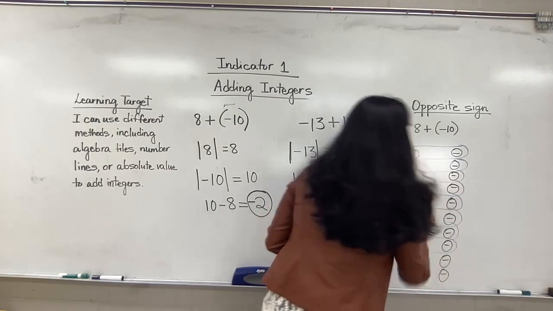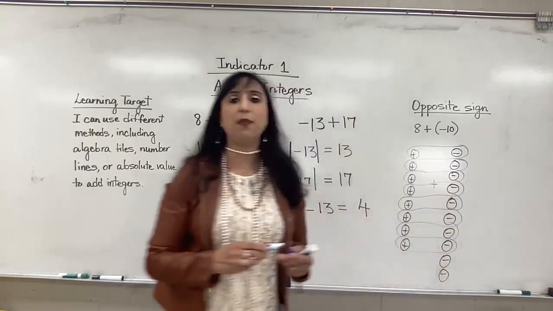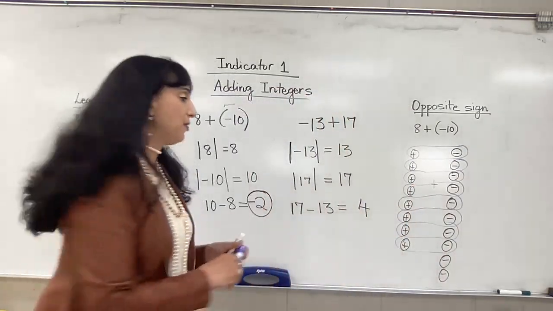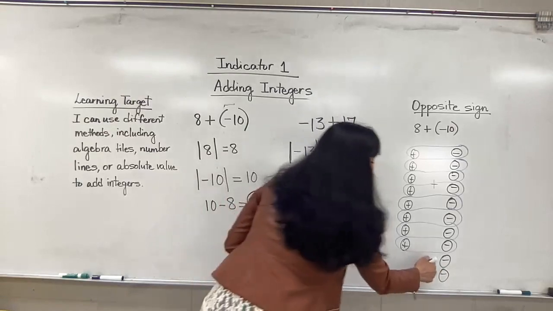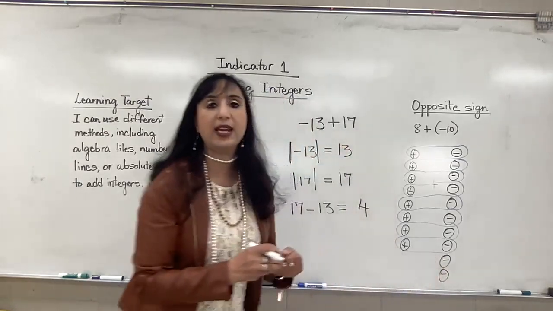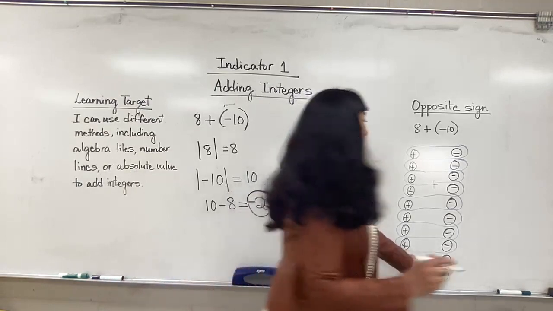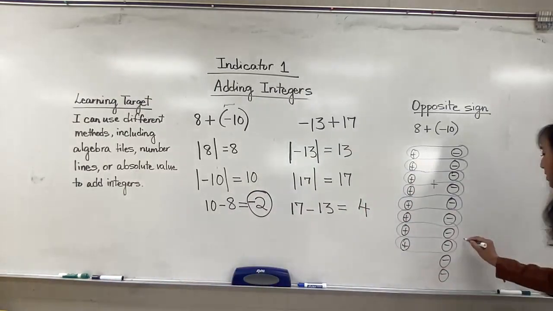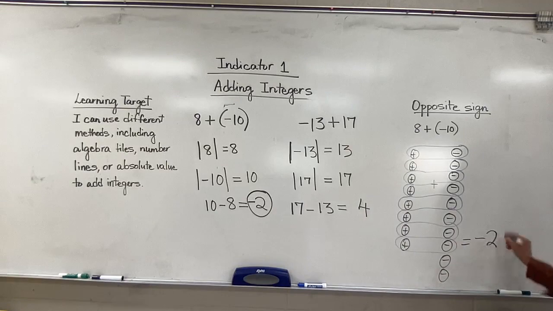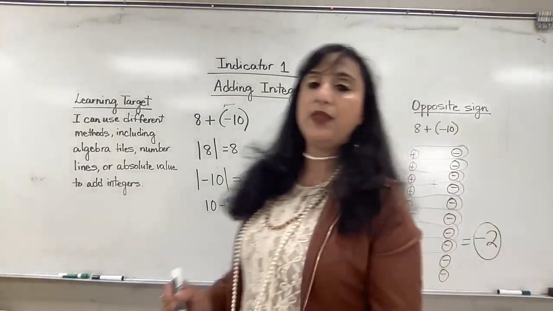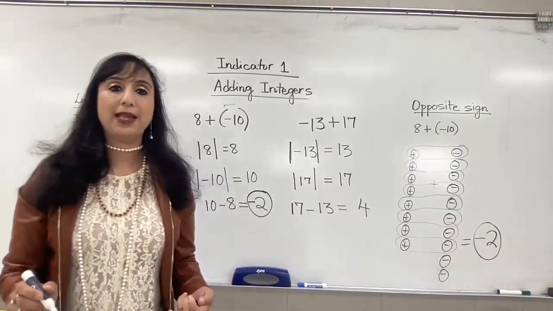And then these have made it into zero pairs. And then what am I left with at the bottom? I have one negative and I have another negative. So that is two negatives, and that is going to be my answer, which is negative 2. So this is how I am using the algebra tiles for this method.